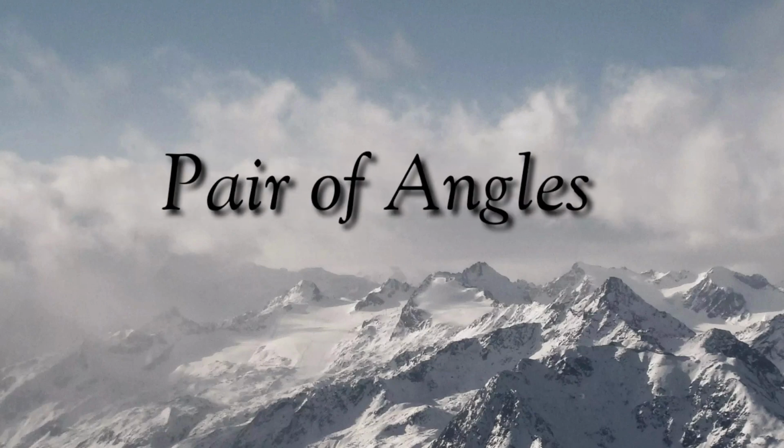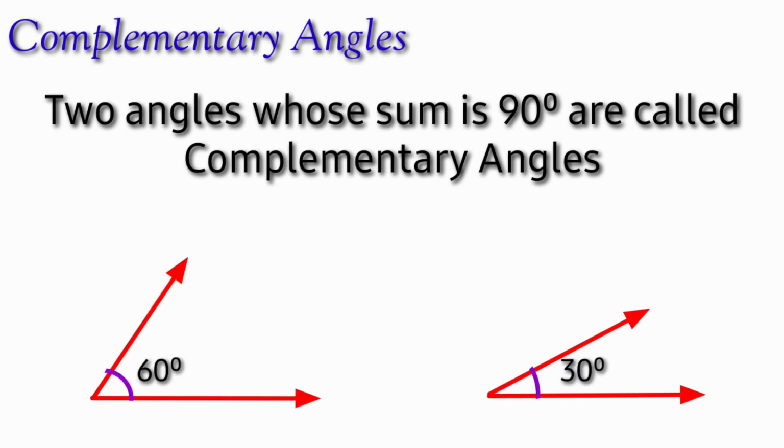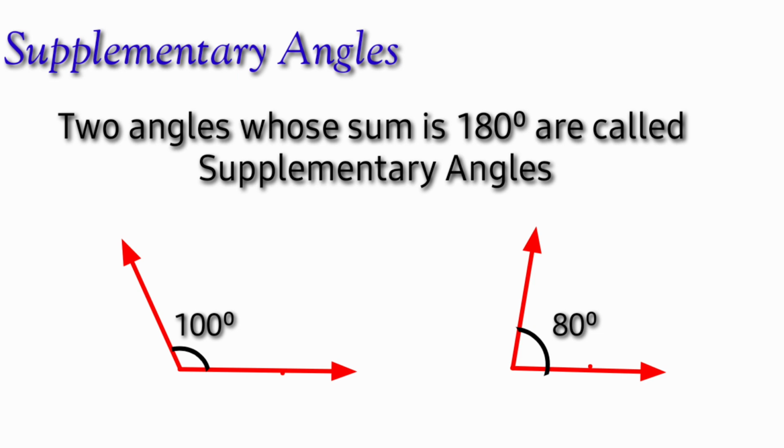In 8th standard, you have studied about some pairs of angles. Can you remember, children? One is complementary angles. If the sum of two angles is 90 degrees, they are complementary angles. If the sum of two angles is 180 degrees, we call the angles supplementary angles.